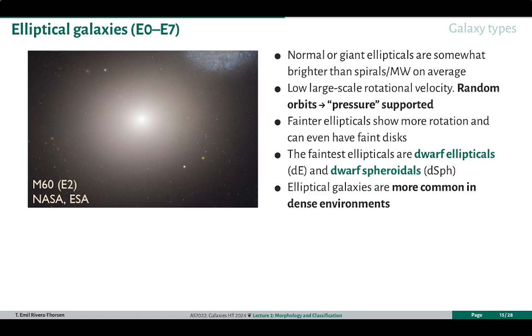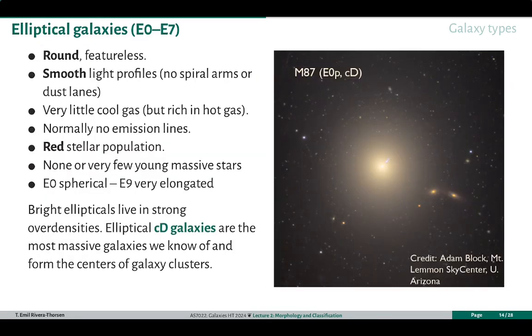Here's an example. This galaxy M87, again, one of the Messier comet imposter nebulae, is an E0, so it's basically completely isotropic with no ellipticity at all. It is also a cD galaxy, a brightest cluster galaxy, which makes it special in multiple ways.